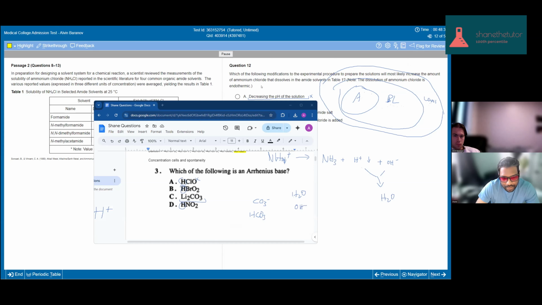Yep. When you first look at it, they're not making it easy for us here with an OH in it. So that's when I use some logic of Brønsted-Lowry: if it's not a Brønsted-Lowry base, then it cannot be an Arrhenius base. Yeah. Okay.